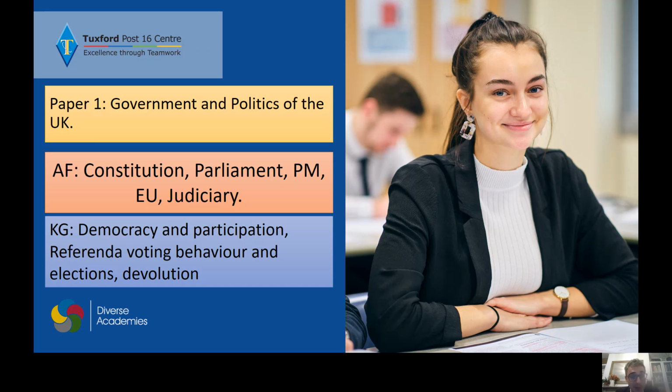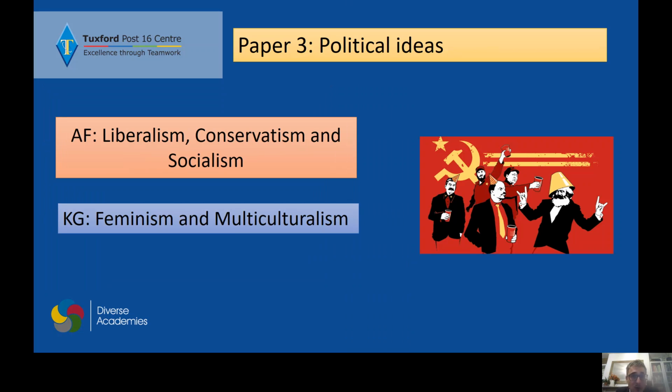You might be able to predict how someone's going to vote just because of their age, their gender, or maybe even their ethnicity. So you can get lots of predictions and interesting things. And finally, we look at some famous elections and how Scotland, Wales, and Northern Ireland are getting more power as it's slowly being devolved. Once we've done that, we move into political ideas.